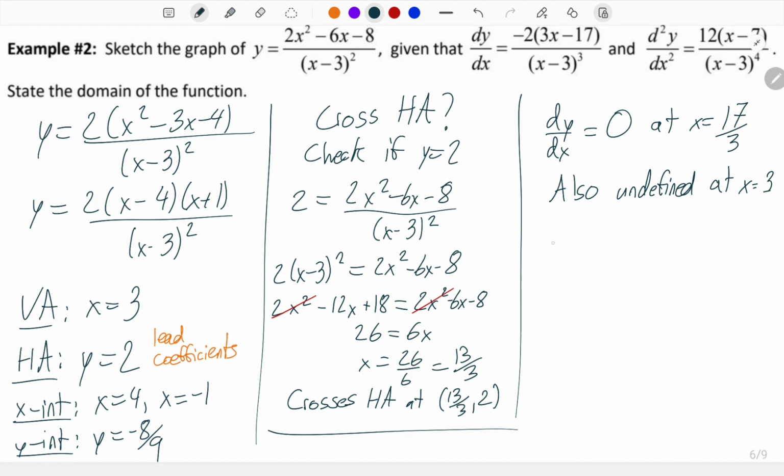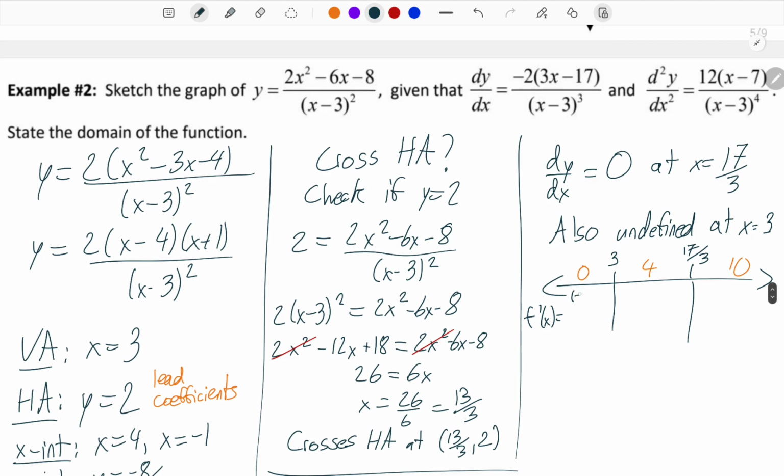And so then we want to include both of these on our number line. You could also make a table some way. Oh, 17/3 is bigger than 3, so I should order this correctly. And test some numbers. 17/3 is a little bit bigger than 5. So we'll do something like that. And now let's just check our signs. So what is the sign of f prime of x? So in the first case, when you plug in 0, you're just going to have, well, a negative times a negative, and it's cubed, so it's going to be a negative.